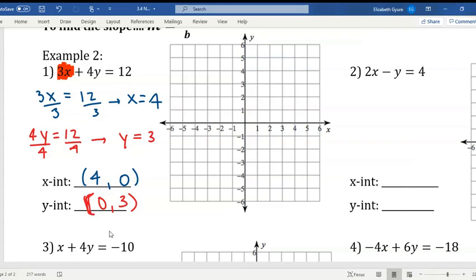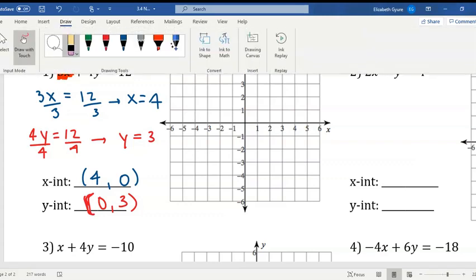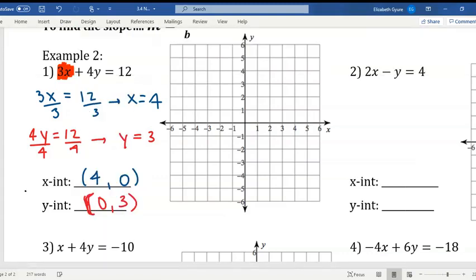Okay, so now let's plot those. We're going to have a dot at 4, 0. So on your x-axis, go to 4. That's 4, 0. Corey, wake up. And then at your y-intercept, go to 3. Did we put our 2 dots? Now what do you do with your 2 dots? You connect them. So use your ruler, connect these.